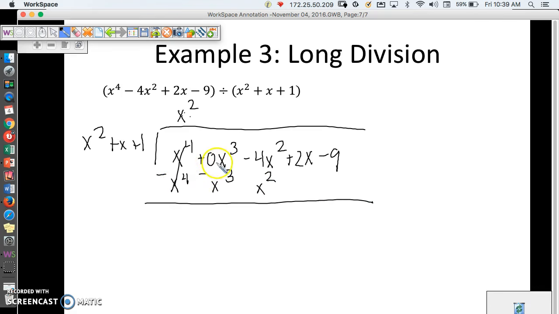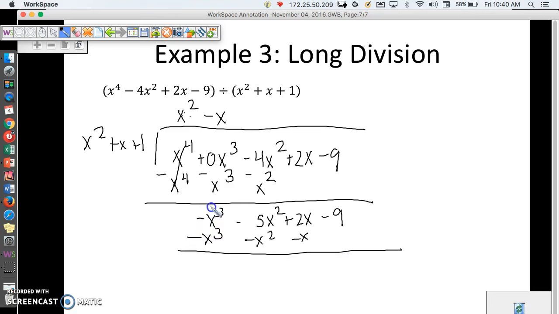Subtract away, 0 minus x squared is negative x cubed. Negative 4x squared minus x squared would be negative 5x squared. Bring down the 2x and the minus 9. And now x squared times what gives you negative x cubed? Well, that would just be negative x. So multiply it out, we got negative x cubed, negative x times x, negative x squared, negative x times 1, negative x. And subtract. So negative 5 minus a negative, that's plus, so that'd be negative 4x squared. 2 minus negative x, so that's plus, so plus 3x minus 9.